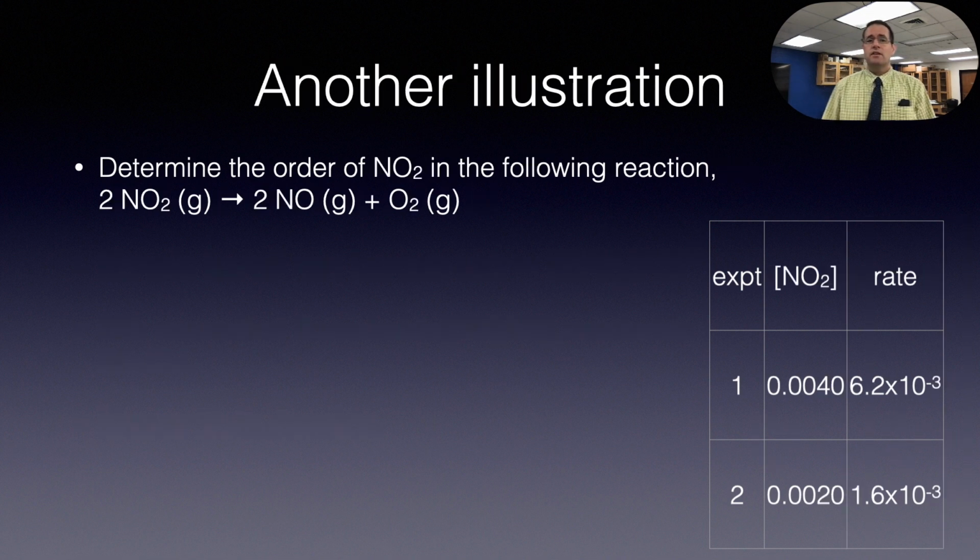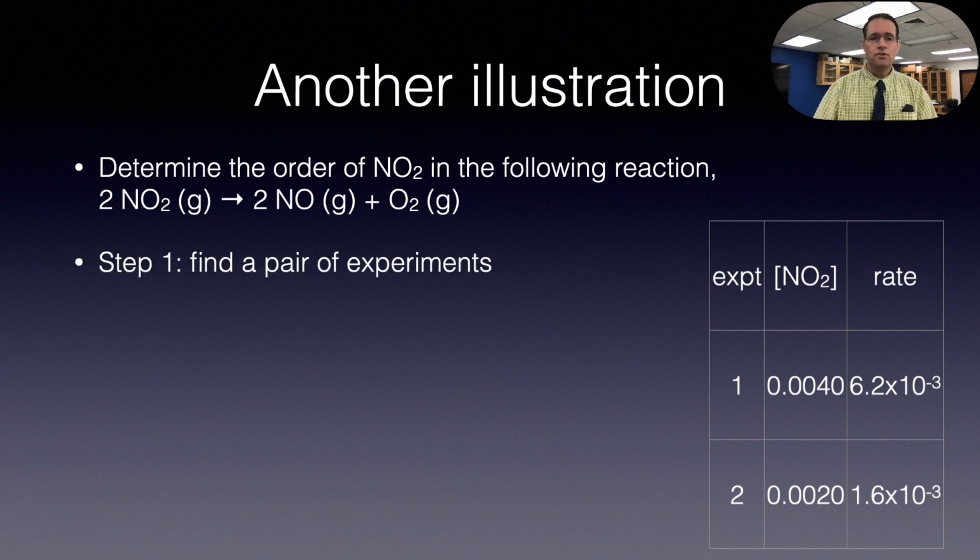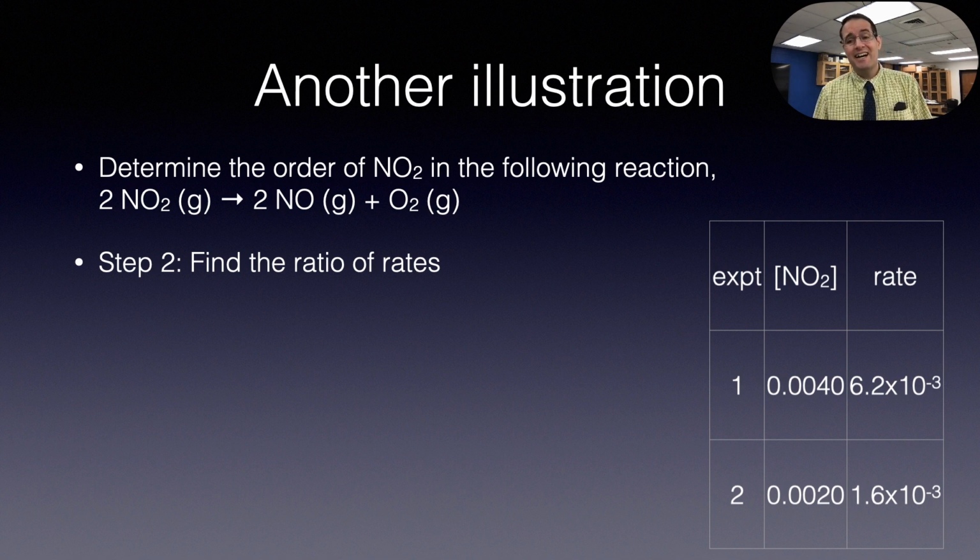Now, let's look at another reaction. Here we have nitrogen dioxide reacting, with some reaction data in this table, okay? And step 1, again, we can skip because we just have two experiments. Step 2, we want to find the ratio of rates. You always want to make sure you have the higher rate and divide by the lower rate. In my classes, the ratios will always be 1, 2, or 4. And in the lab, you're going to have to round to the nearest of these values.